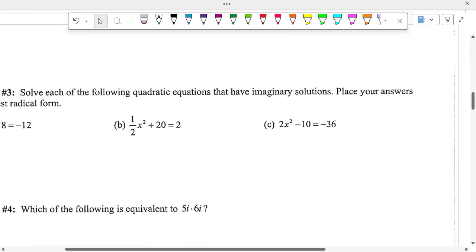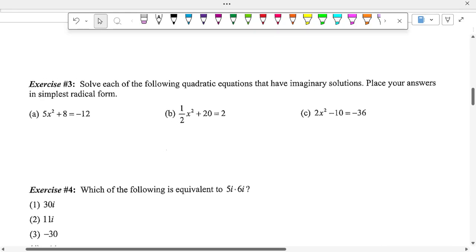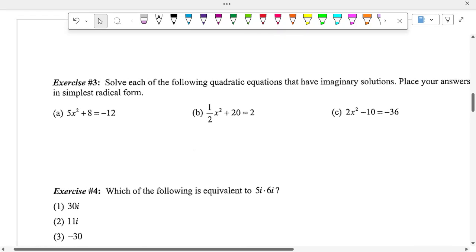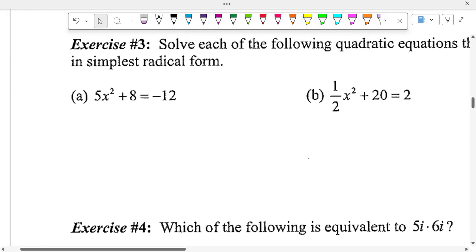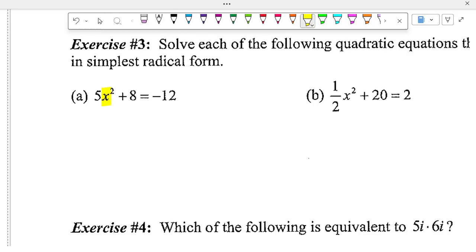So now, let's try solving these and putting their solutions in simplest radical form. But they're going to be imaginary, so we're going to get some i's in here. So we want to get the x squared by itself before we can take a square root. So let's solve this like a two-step equation. What's my first step to get the x squared by itself?